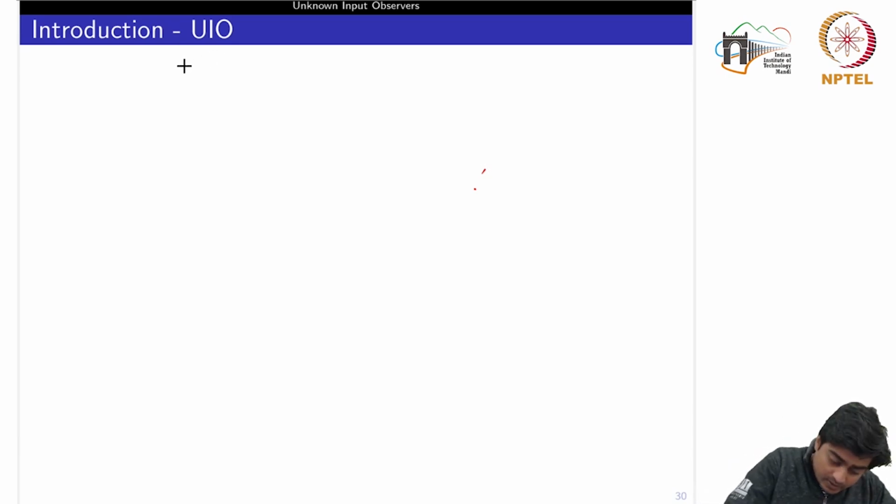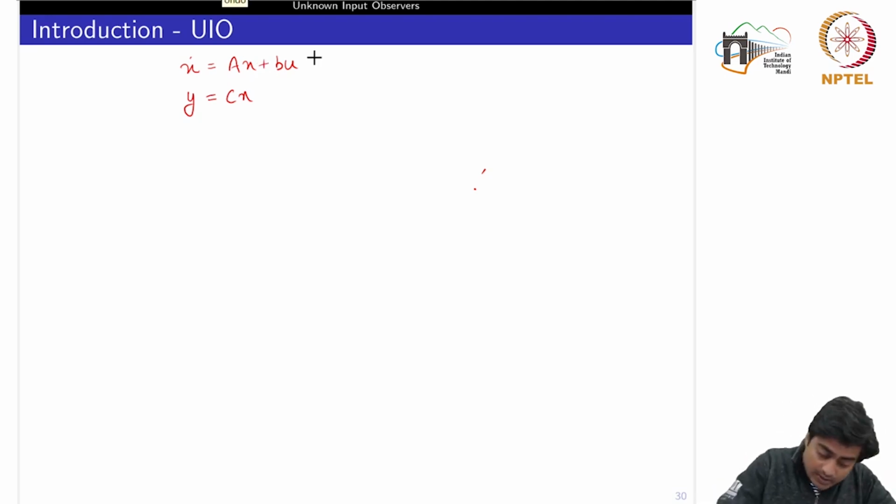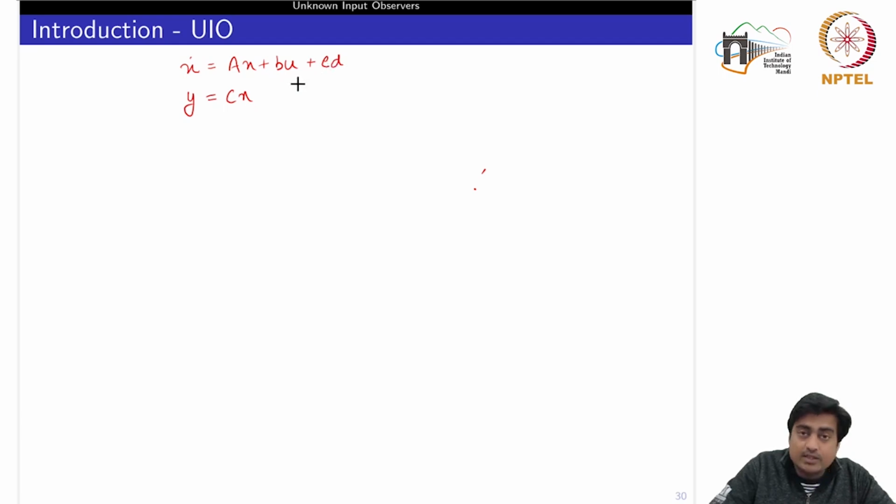So for example, given the LTI system, let's say x dot is equal to Ax plus Bu, y is equal to Cx. Now in the observers we had seen so far, we did not have any additional term. Let's say we add a disturbance term with its distribution matrix E. So we had focused on the issue of observability, that we discussed the observability of the pair A, C.